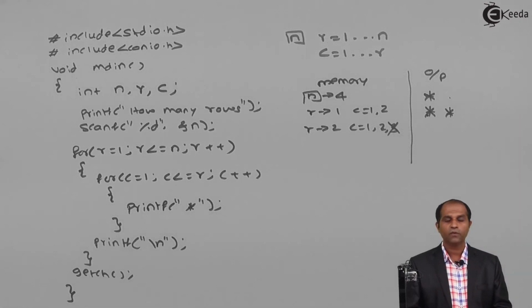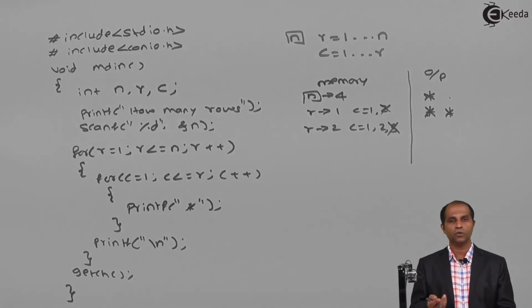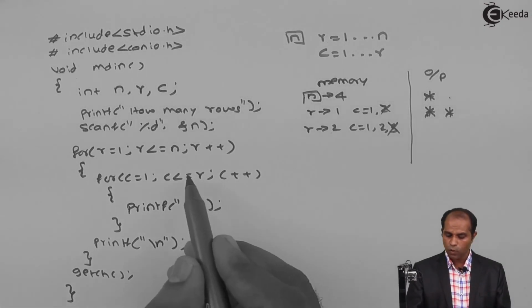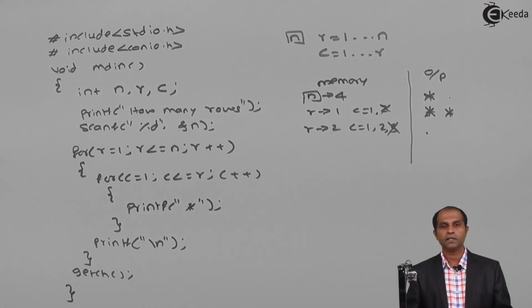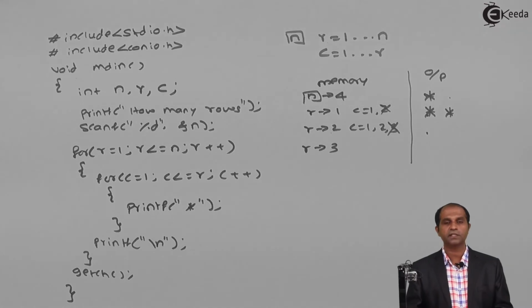So when c is 3, it is false, because 3 less than or equal to 2 is false. In the previous case, when c was 2, 2 less than or equal to 1 was false. So 3 less than or equal to 2, false. False in the sense, quit this particular c loop and get the cursor to the next line. After that, go back and change the value of r. r is now 3 in this case.